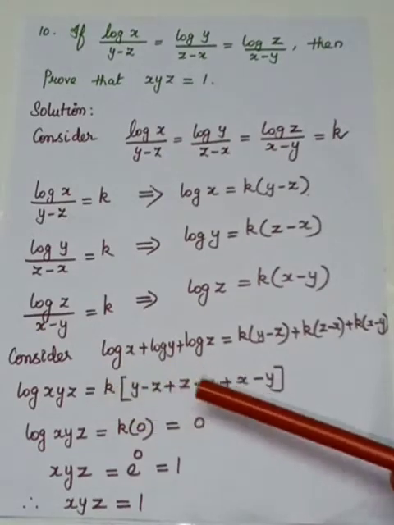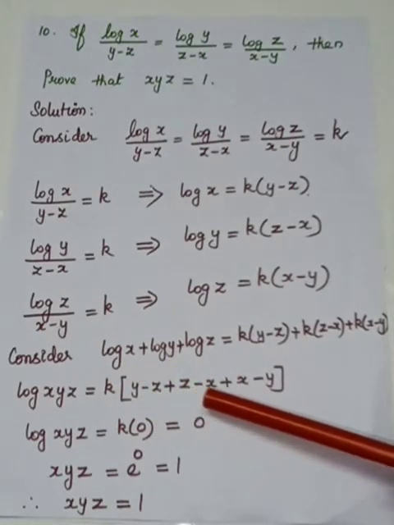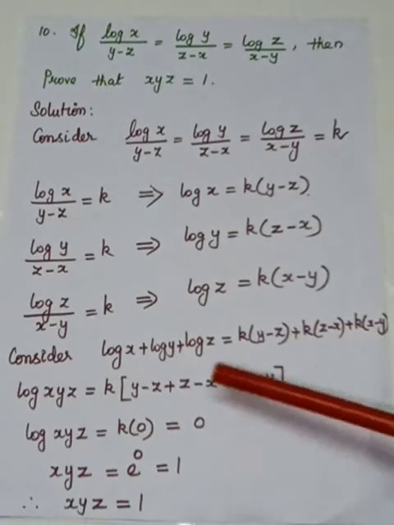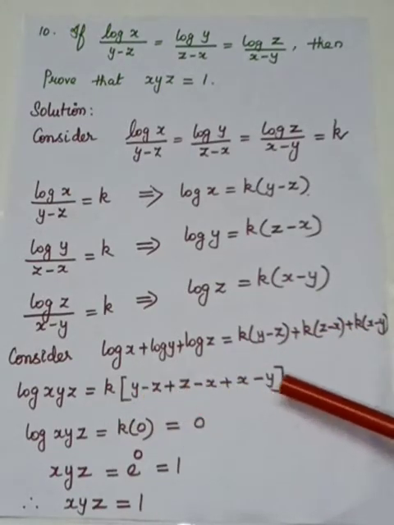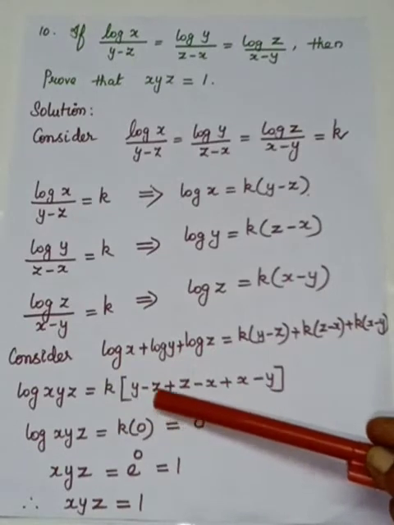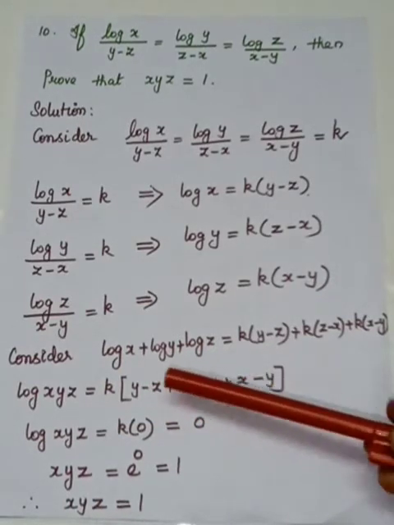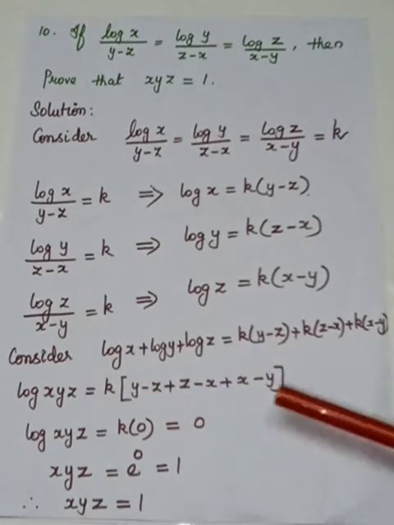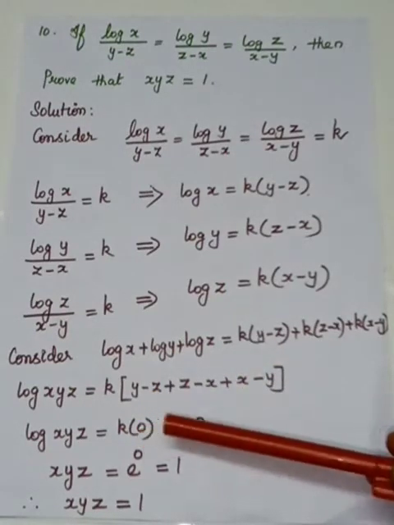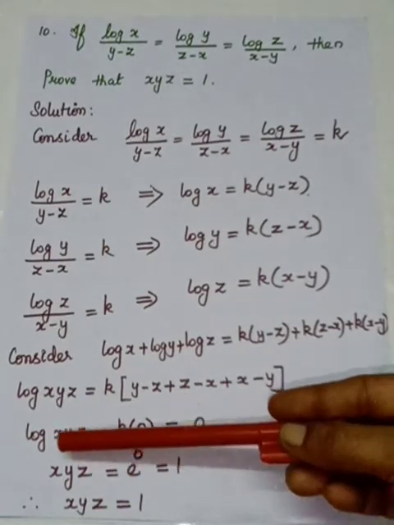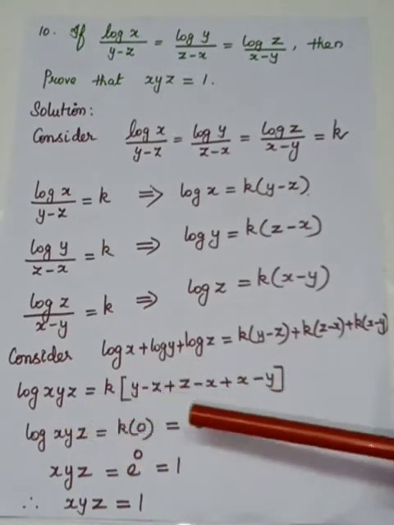That is equal to, this side you have to add: k into y minus z plus z minus x plus x minus y. From these three terms, k is taken out, so the remaining terms are added. See now, minus z plus z gets cancelled, minus x plus x gets cancelled, y minus y gets cancelled. So the answer is 0. So k into 0 is 0. According to the definition, log xyz is equal to 0.